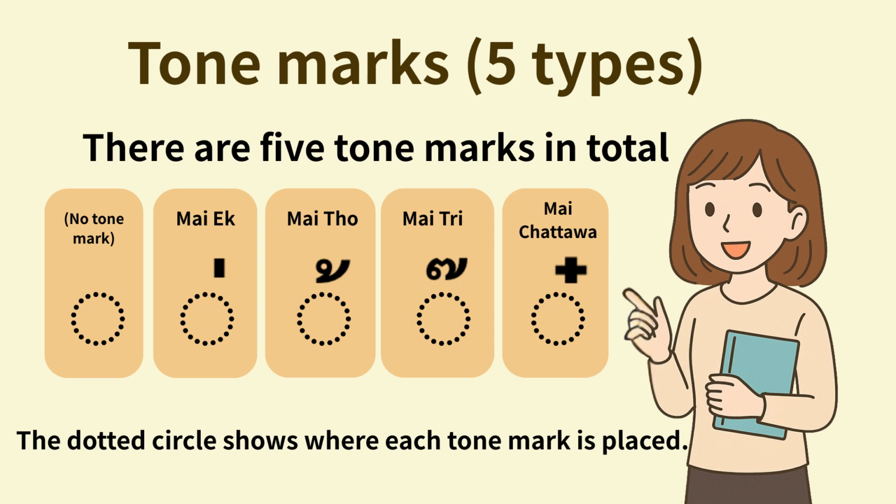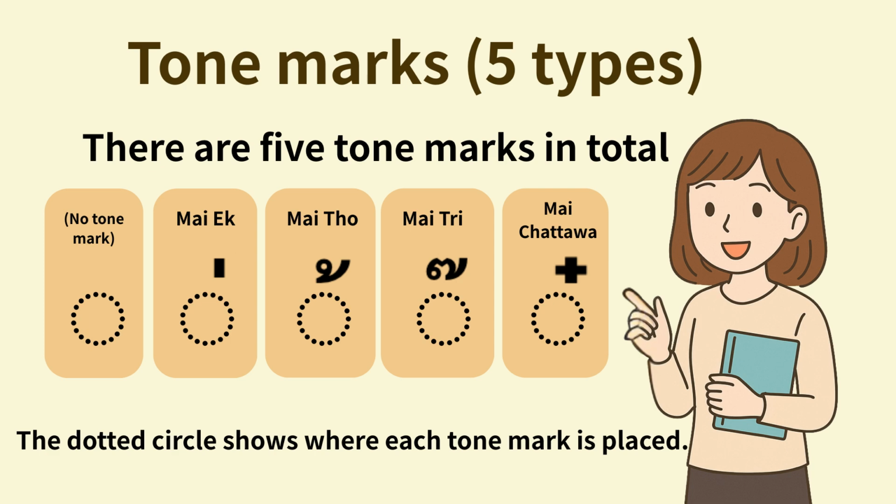Here, we'll explain the Thai tone marks, called mai tone. Thai has a total of 5 tone marks, starting from the left. First is the case with no mark. This means no special symbol is added. Next is mai ek. Then mai tho. After that, mai tri. And the last one is mai jattawa.